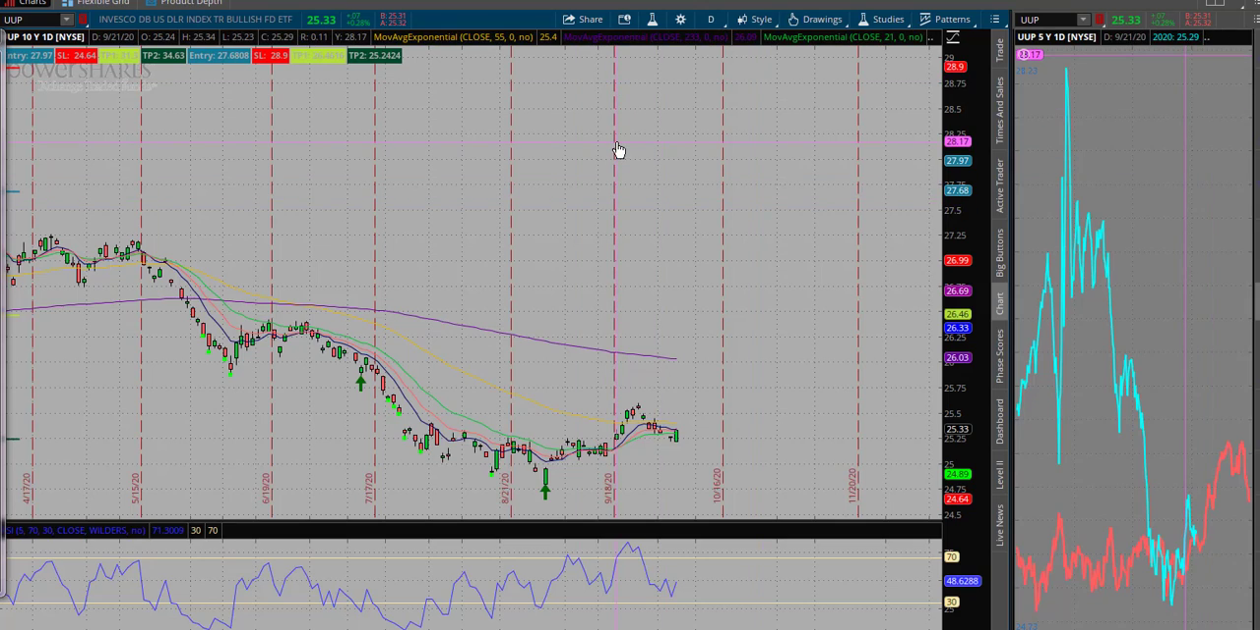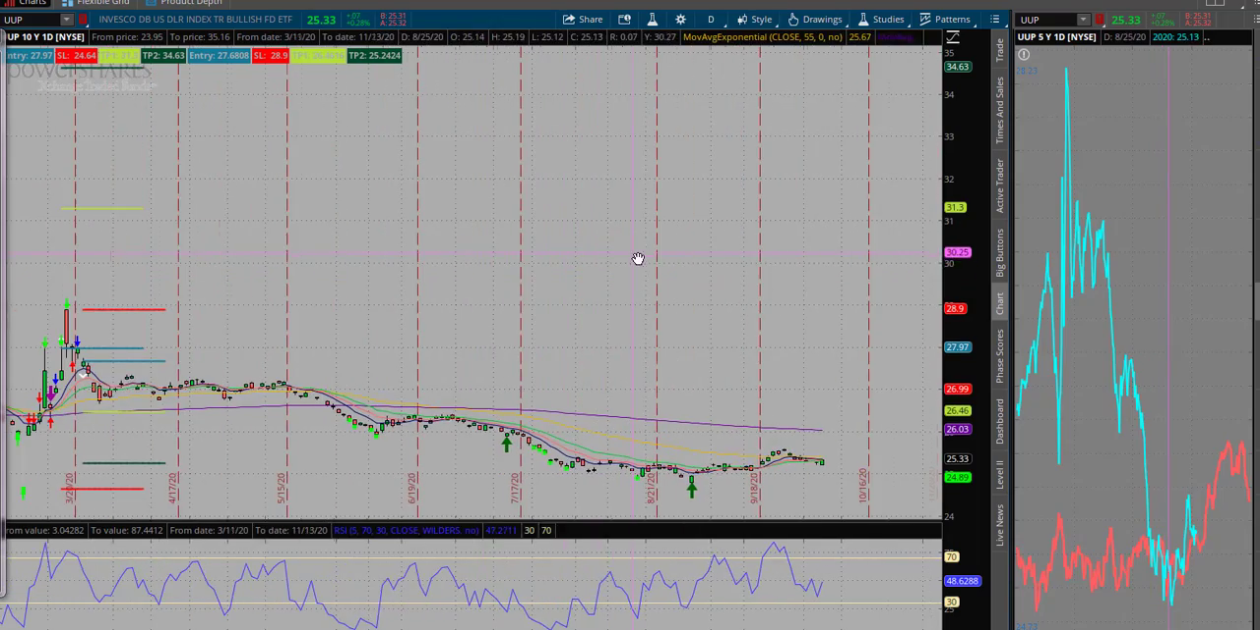Afternoon, folks. Today we're going to take a look at the dollar index. This is the ETF UUP that tracks the dollar index to the bullish side. There is a bearish dollar index ETF as well. But what we're looking at today is a potential setup here on the dollar index that lends us wanting to get to the long side.